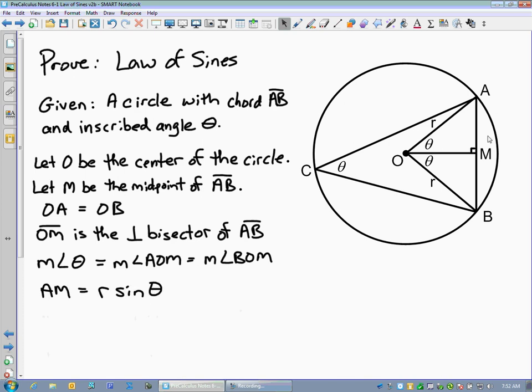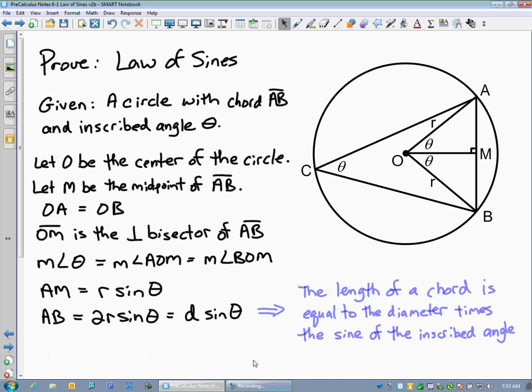And since AM is half of AB, then we can say that AB is just 2 times AM. So it's 2 times R sine theta. But then again, 2R, twice the radius, is the same as the diameter. So AB is also equal to the diameter times the sine of theta. And this gives us our first lemma, which is that the length of a chord is equal to the diameter times the sine of the inscribed angle. And that will apply to any circle. And once you've proven that fact, then the law of sines is really just a corollary of this.